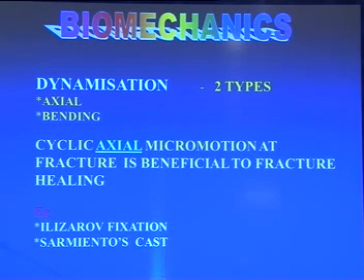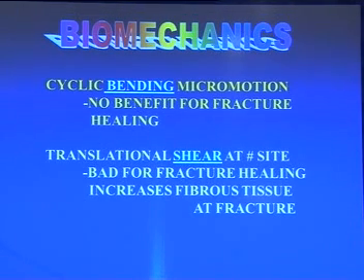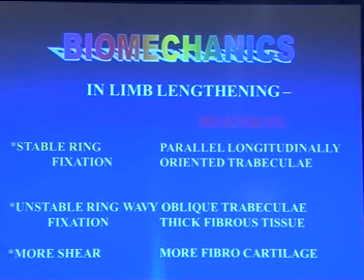So the dynamizations are axial and bending types of dynamization. You have known about dynamization, so I will not tell. Then cyclic bending and micromotion. Cyclic bending is not beneficial for fracture healing, and translation shear also produces more non-union.